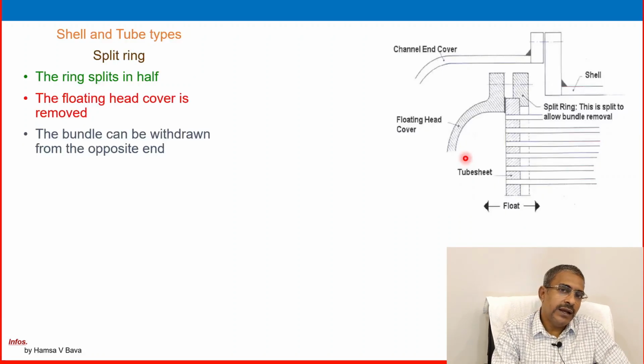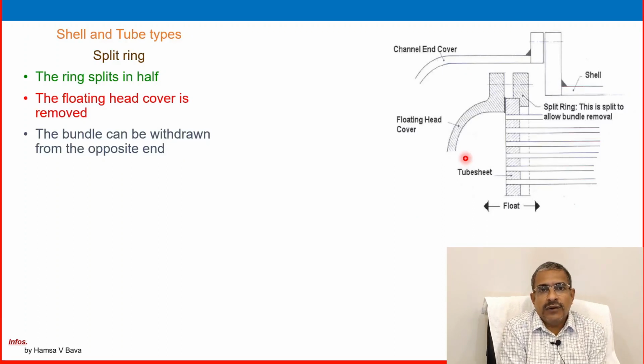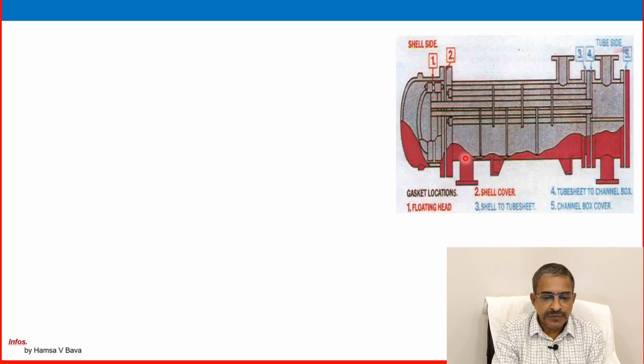So mainly two types of heat exchanger you can see in these slides, fixed tube sheet and floating head. And in that one, various arrangements are there for accommodating the thermal expansion and contraction.